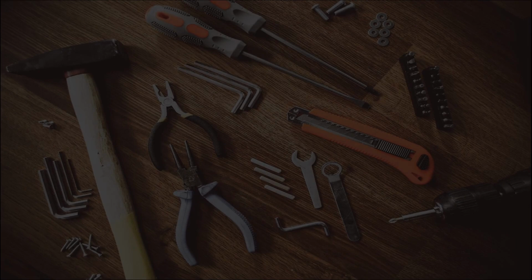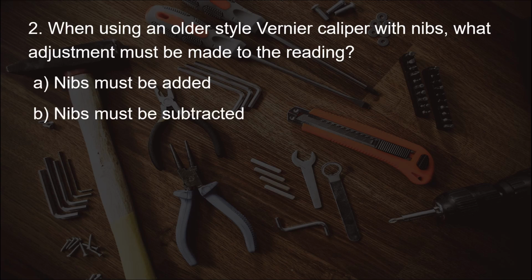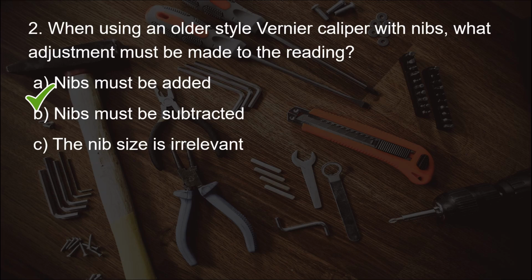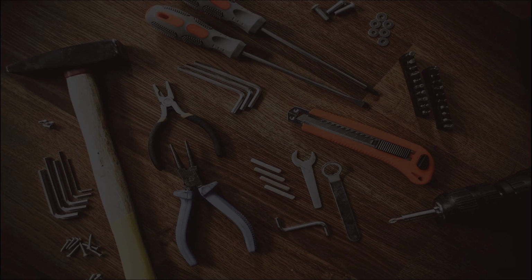Question 2. When using an older style vernier caliper with nibs, what adjustment must be made to the reading? A. Nibs must be added. B. Nibs must be subtracted. C. The nib size is irrelevant. Justification: the scale reading measures the outer edges of the nibs, adding the nib thickness gives the true internal dimension.